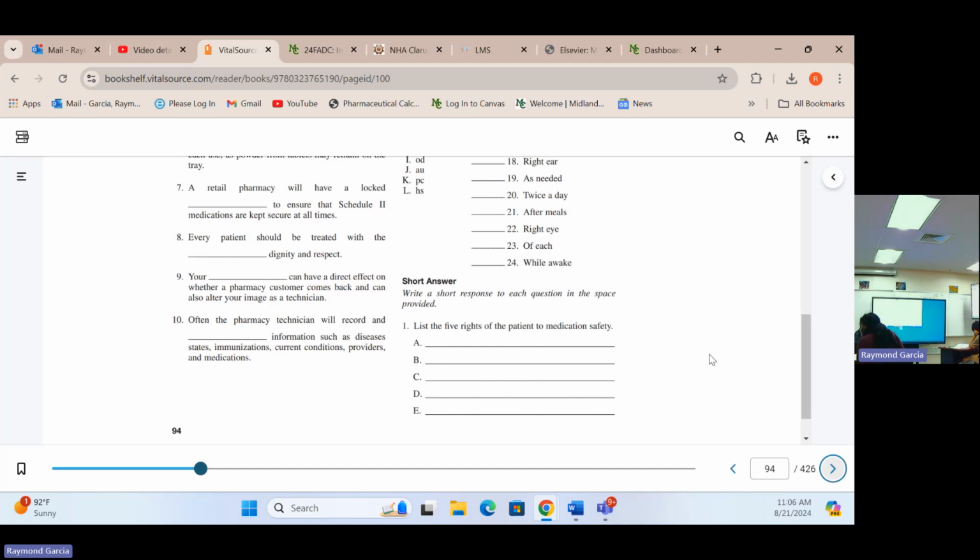Let me go ahead and finish reading this. In 2011, J.D. Power and Associates conducted a national pharmacy study of all patients who filled a prescription at a pharmacy over a 2-month period.